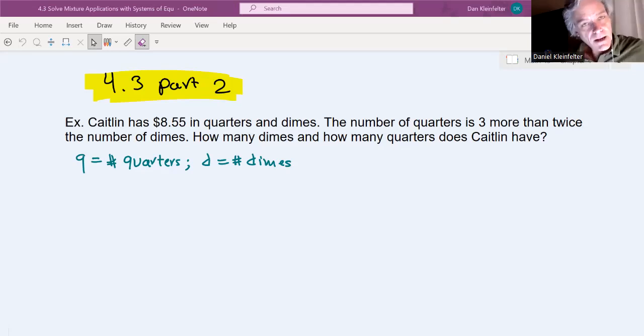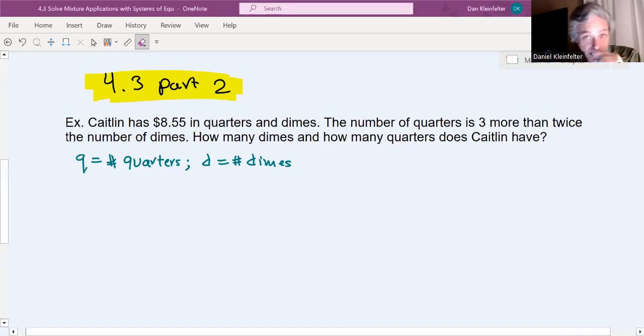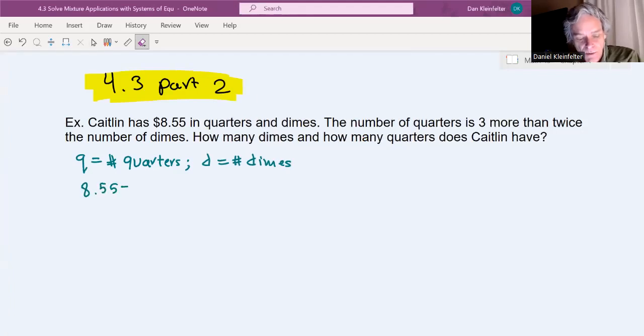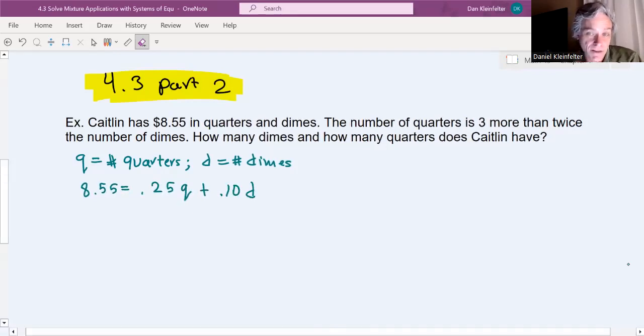And so I've started off picking out variables, Q for number of quarters, D for number of dimes. So our first equation is going to be about the dollar amount. The $8.55 comes from two sources. The quarters are worth 25 cents for each one, so we'll have 25 cents times the number of quarters. And then we'll add on the money for the dimes. So that will be 0.10 times D for the number of dimes. So this will give us the equation for the money.